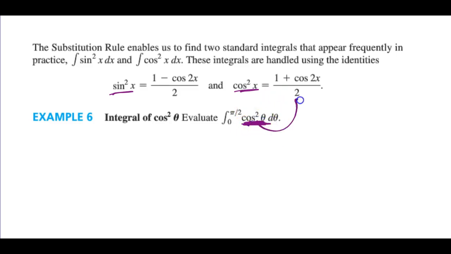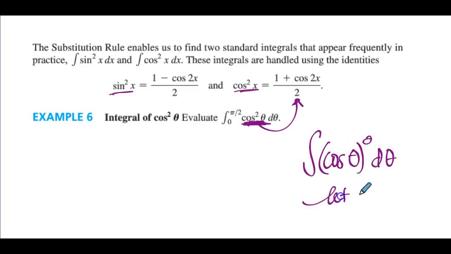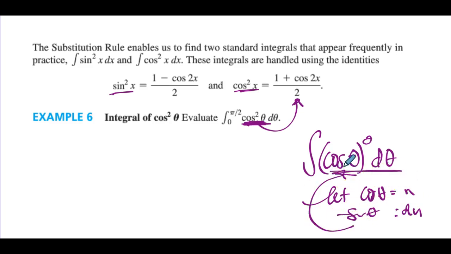This cosine squared, you could try a u sub. Here's where your u sub doesn't work. If you let cosine be my u, then my du is negative sine, and we just don't have a negative sine. I can't do anything. So that just didn't work.